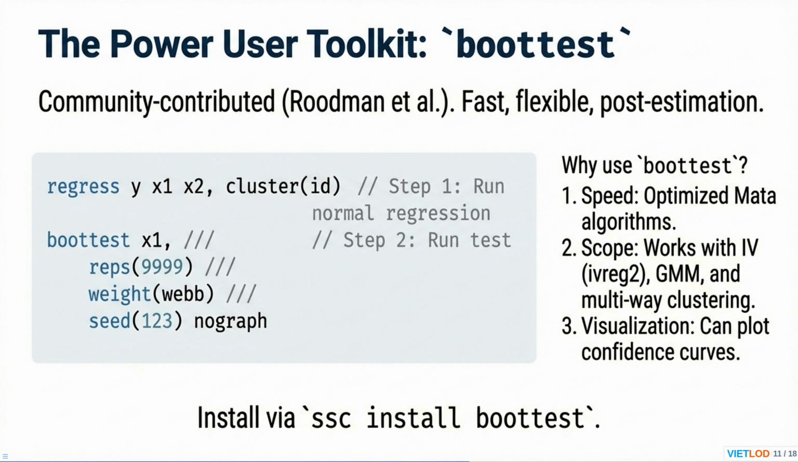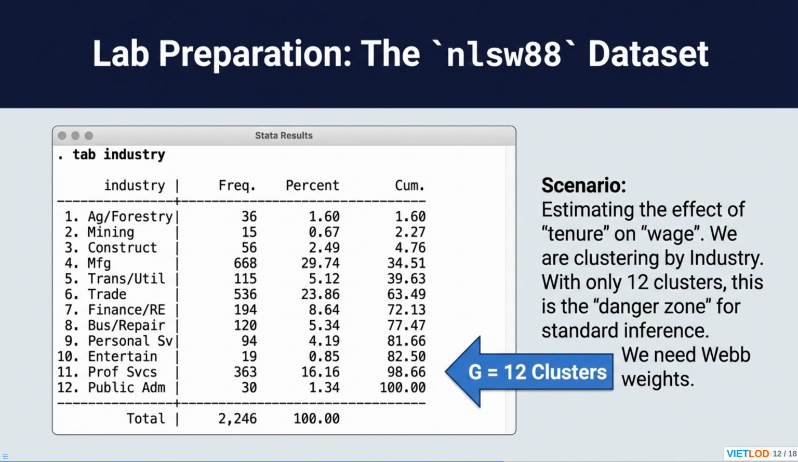For our lab exercise, we're using the well-known NLSW88 dataset, which contains wage data for young women. Our primary research question is to estimate the effect of job tenure on wages. We anticipate that errors might be correlated within the same industry, so we've decided to cluster our standard errors by industry. A quick look at the tabulation of the industry variable immediately highlights a critical issue. We only have 12 distinct industry clusters.